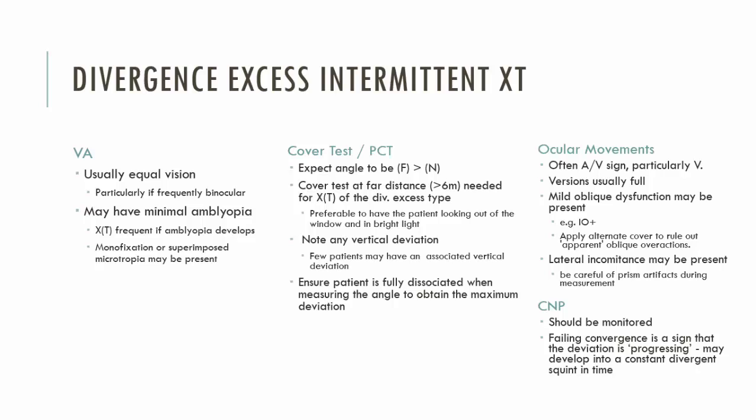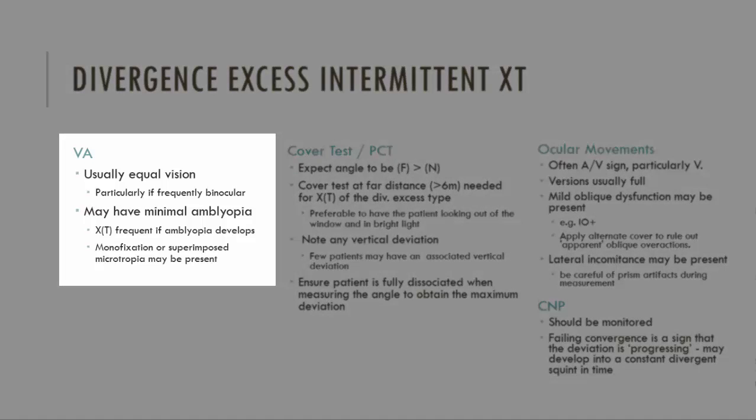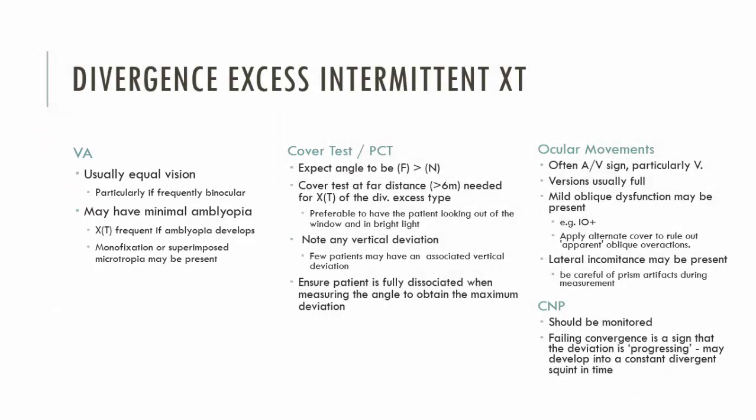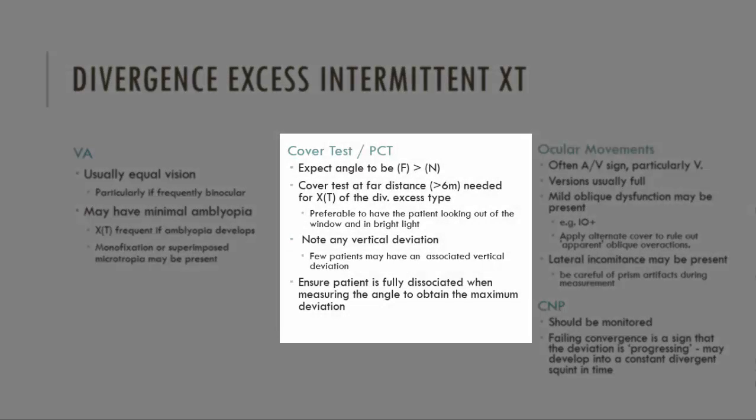Okay, before we conclude, what do we expect on some other investigations that we may perform in a divergence excess patient? In relation to visual acuity, these patients tend not to be amblyopic because they're controlled at near and only manifest at one distance. In relation to the cover test, we've already discussed this, but I want to highlight here that where you see a divergence excess pattern emerging between near and far, you should always perform a greater than 6 metre measurement. To do this, usually you'll need to ask your patient to look outside a window or down a corridor or somewhere where the patient can relax their accommodation.